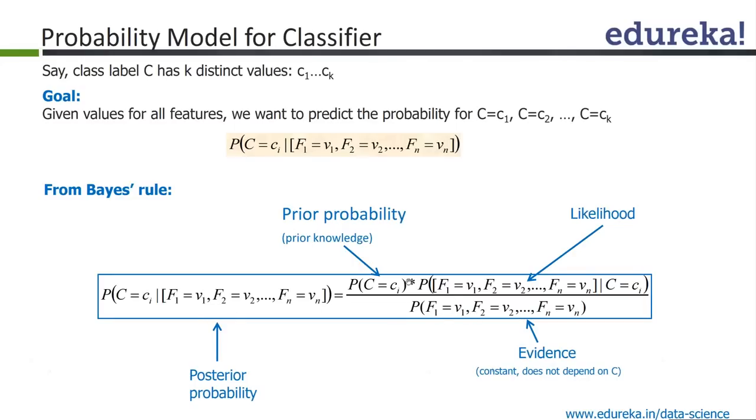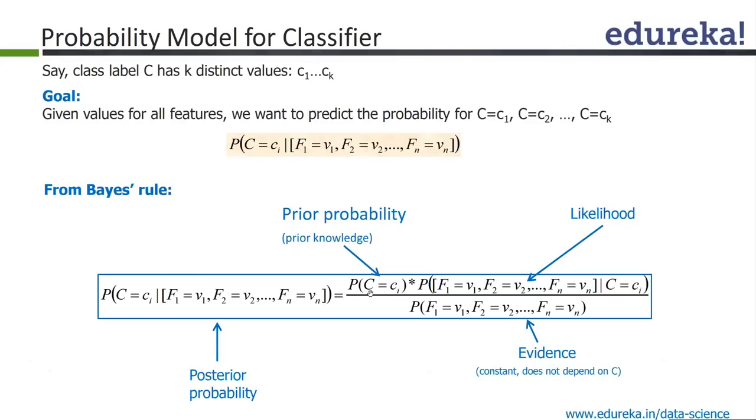Now, if you look at individual components of this equation, probability of C equal to Ci. What does that mean? It does not have any indication about this data point. It simply says, what is the probability that class is equal to C1? What is the probability that class is equal to C2? This is exactly our notion of prior probability. What is the probability that it is green? What is the probability that it is red? Without knowing anything about the data point. And we already know how to compute that.